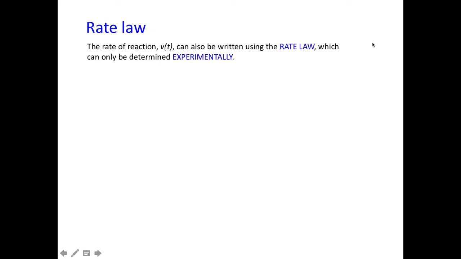Now let's talk about the rate law. The rate of reaction Vt that you already know how to get can also be written using the rate law, which can only be determined experimentally. So this is a very important point. If you want to know the rate law, you need to do experiments to get the experimental rate law.